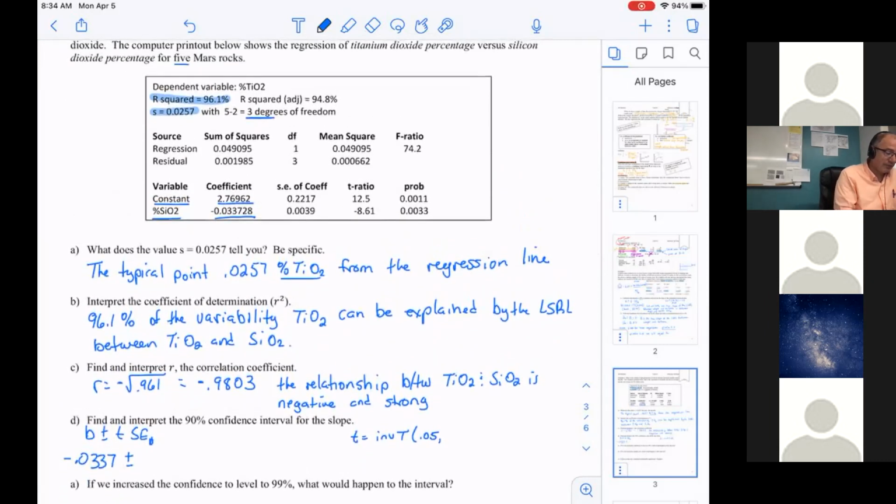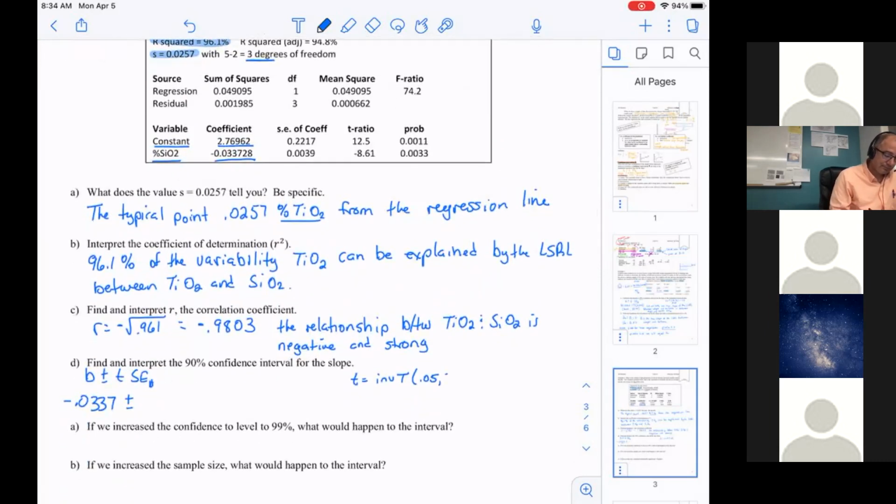Yes, because we had 5 Mars rocks. If we ran that out on my calculator, this would turn into a 2.35. So that means that we're going to have 2.35 times 0.0039, the standard error of my slope. And when we do that, we get an interval that is negative 0.043 to negative 0.0245.